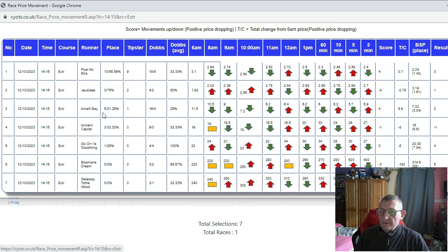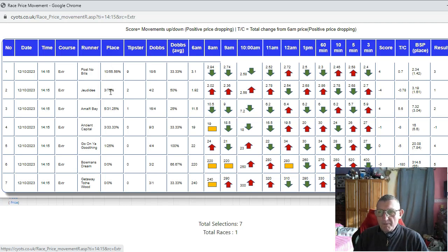If we look across here, we've got not a lot of information, but basically it's placed 5 times, 31% of its time out of all its races. You can get the number of races on the other screen, but basically it's placed 5 times, and its overall percentage is 31.25% places.